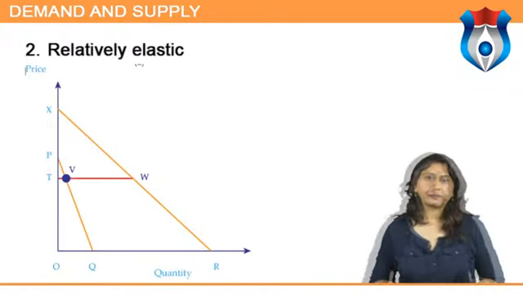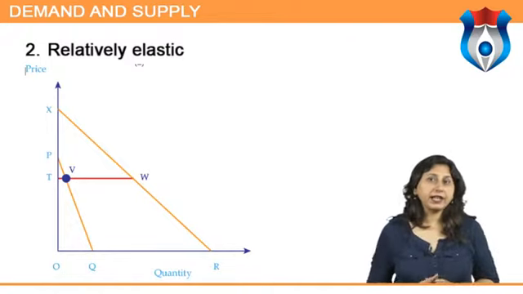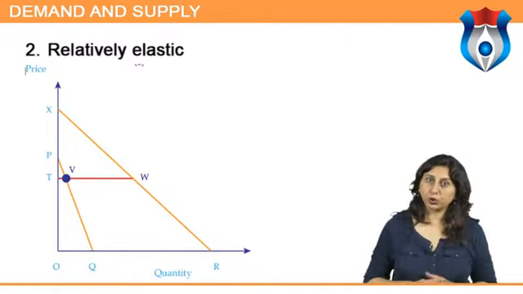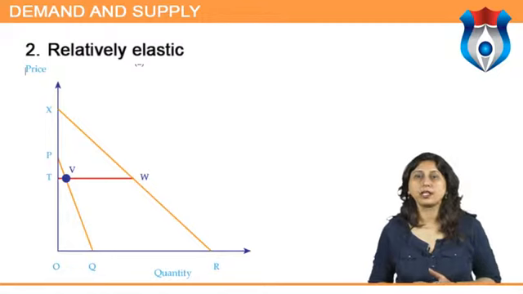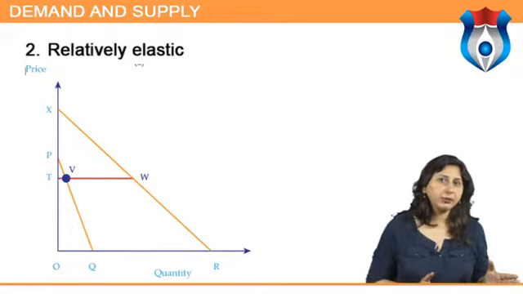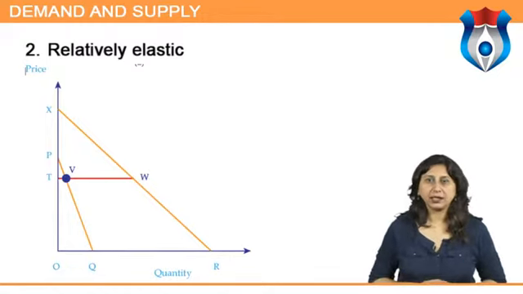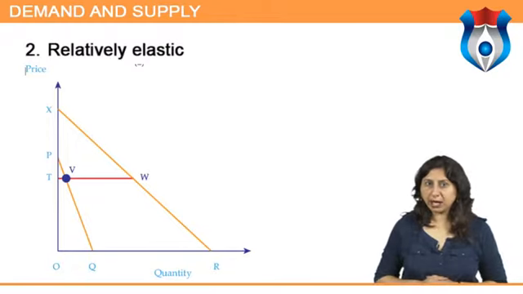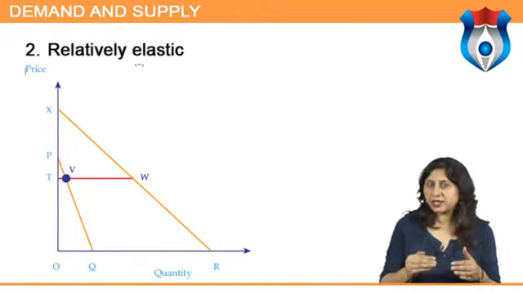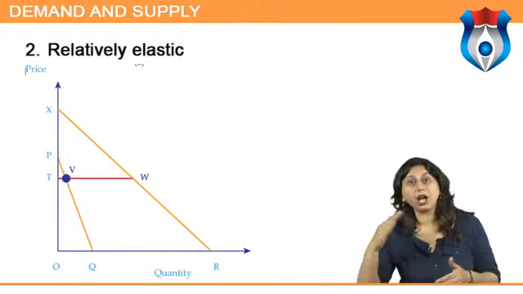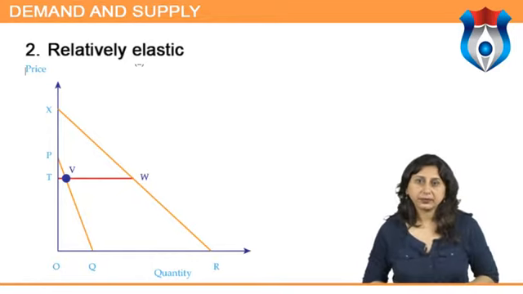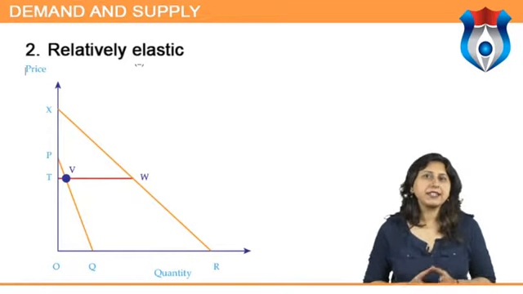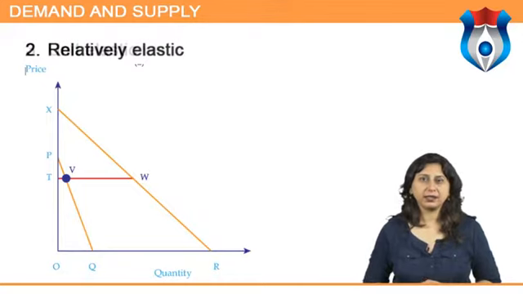Relatively elastic. The second category is relatively elastic, in which the coefficient of elasticity falls in the range E is greater than 1 and less than infinity. With relatively elastic demand, relatively small changes in price cause relatively large changes in quantity. Quantity is very responsive to price.